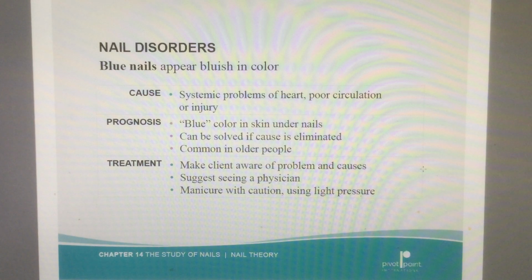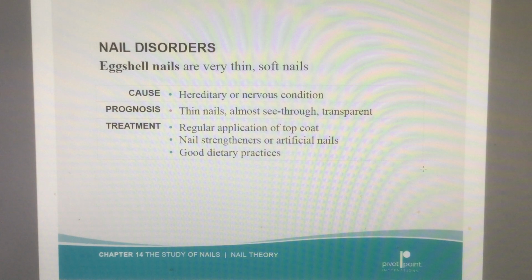And as far as the treatment, make the client aware of the problem and causes, suggest seeing a physician, manicure with caution using light pressure. Remember that anytime we do any form of massage, even the lightest form of massage can actually circulate the blood up to 7 times faster than what it normally is. And as far as working on your client, you want to go ahead and do a manicure as usual. You just want to use maybe lighter pressure when you're doing the massage. Okay, more light strokes.